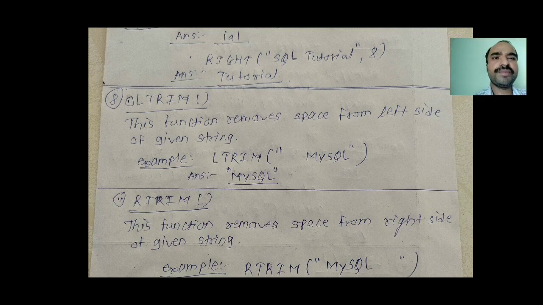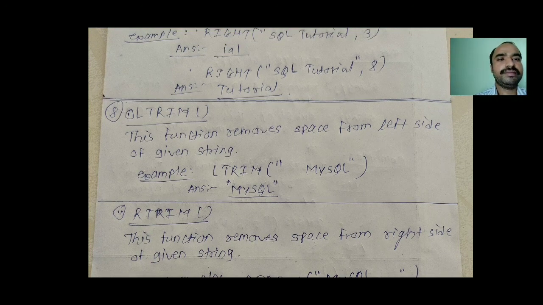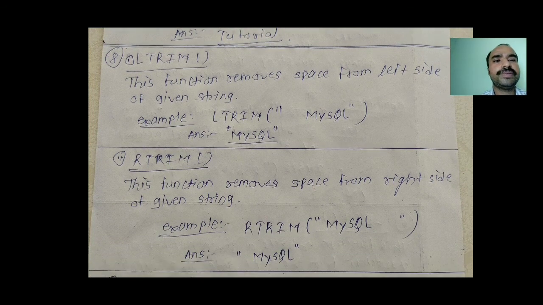Let us see what is meant by LTRIM. L means left. So this function removes spaces from the left hand side of a given string. Let's take the example LTRIM in brackets, a space, and then we have written MySQL. Whenever we run this command, it will give the answer MySQL, means the left hand side spaces are removed and it will give the string without space.